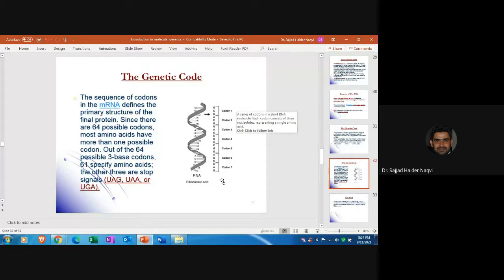The remaining three, UAG, UAA, and UGA, these three specific codons are called stop codons or stop signals. What they do, we'll come to know later, but their name itself indicates that they have some role in stopping the process.